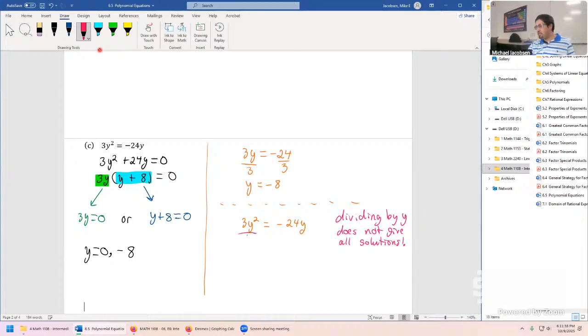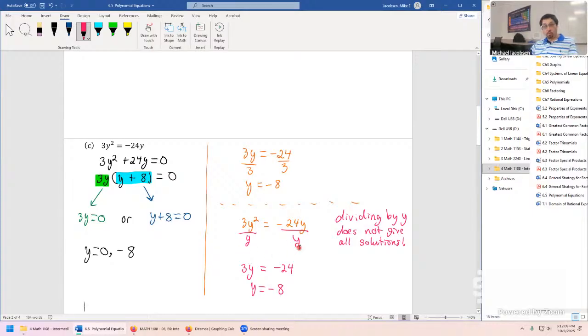So let's try it out just to see that. If I divide by y here and here, that's something that we might try, because if y is not 0, that's a bona fide algebraic step. And you would get 3y on the left equals negative 24 on the right. Then you could divide by 3 again and get y equals negative 8. But we know that this is not the total set of solutions. There are 2 of them, y equals 0 and y equals negative 8. So dividing by y on this one just doesn't help us out at all.